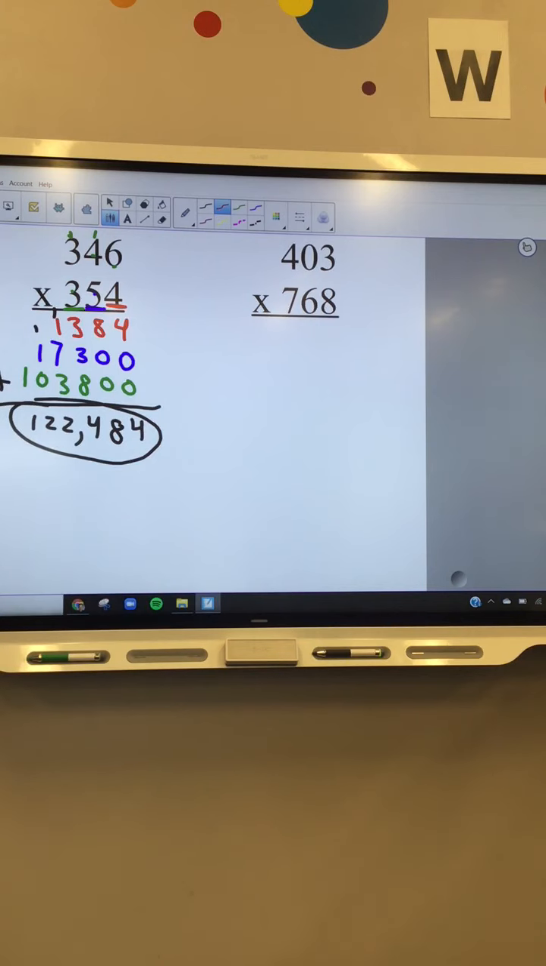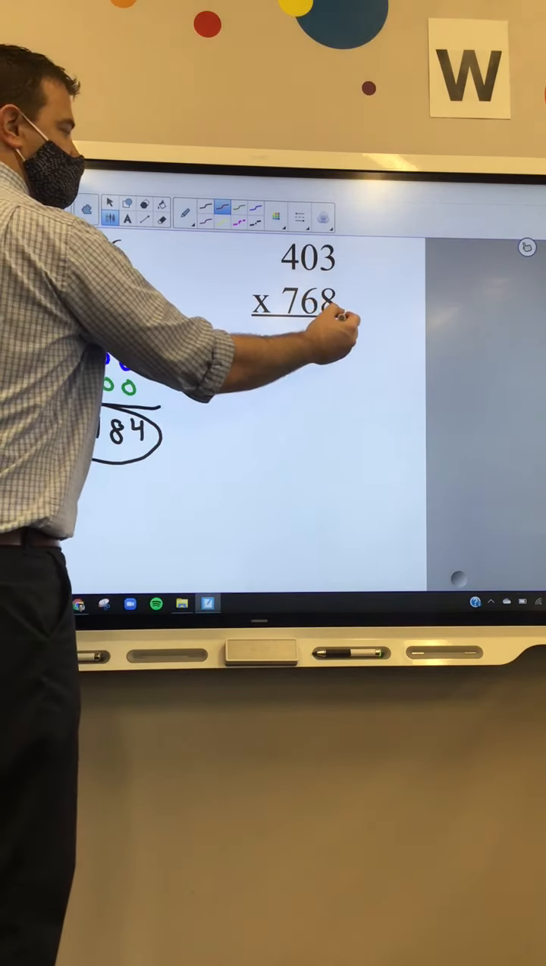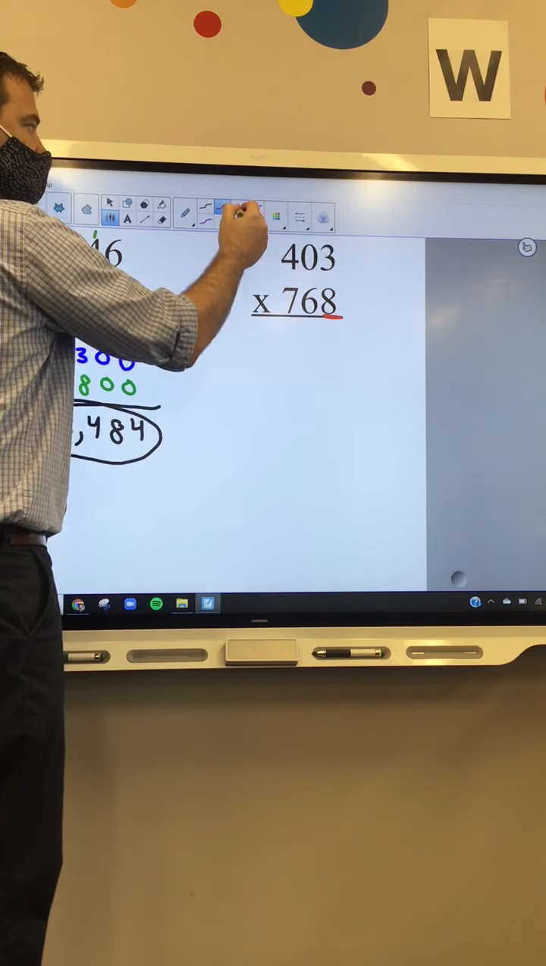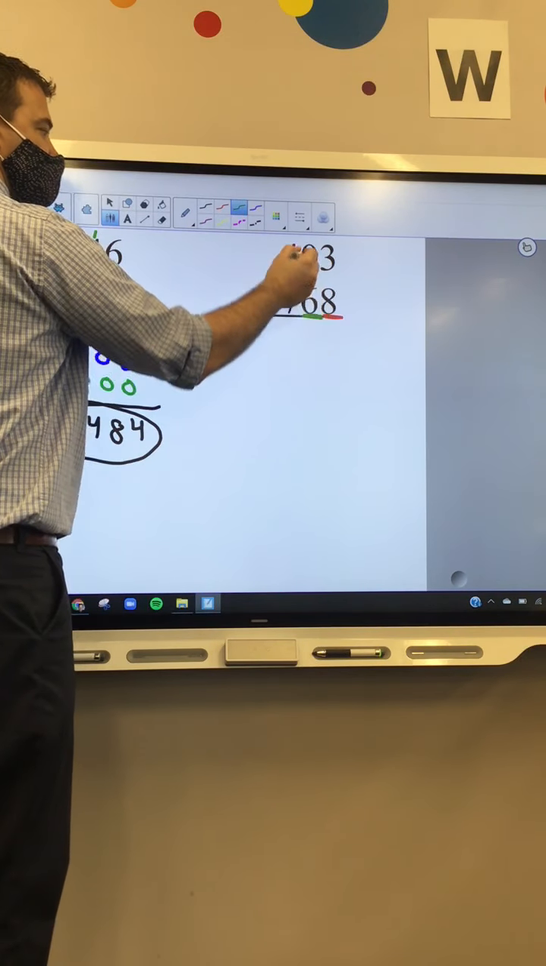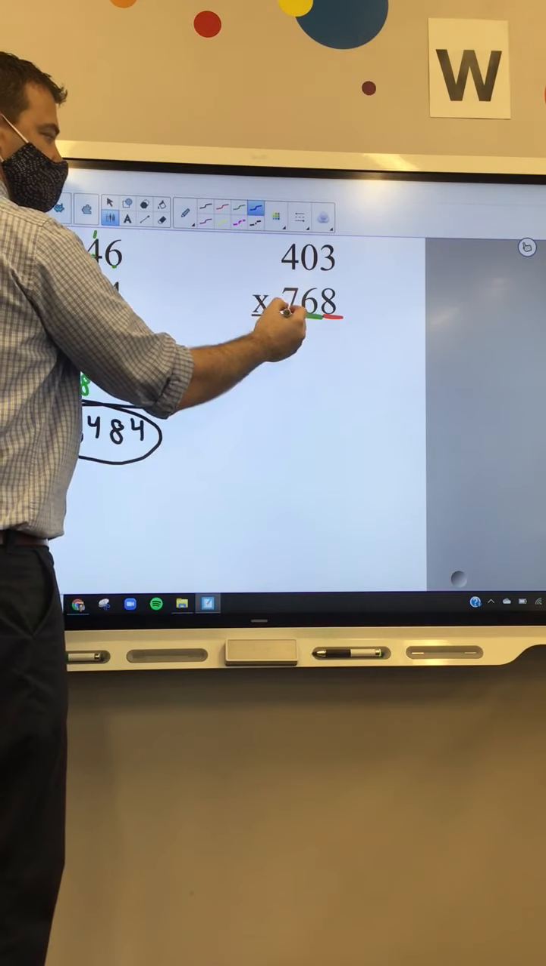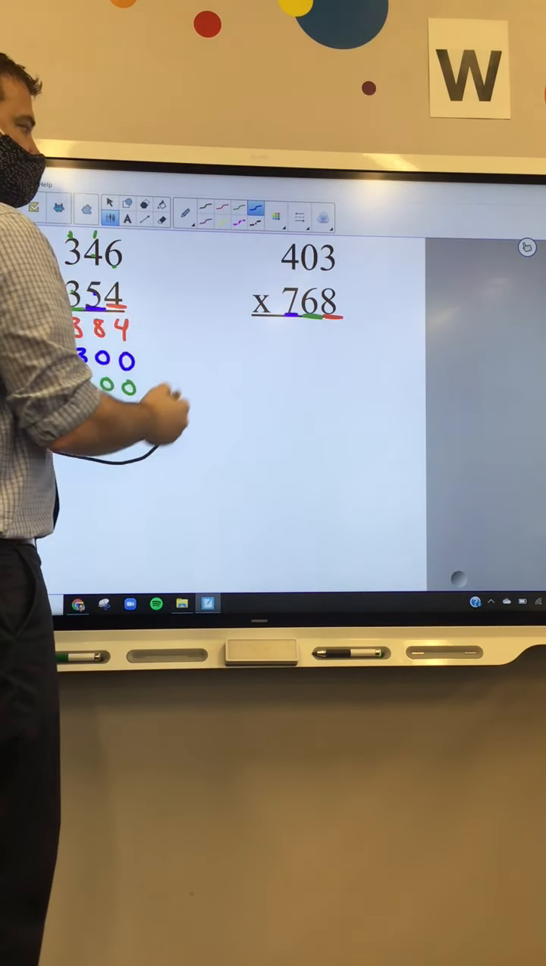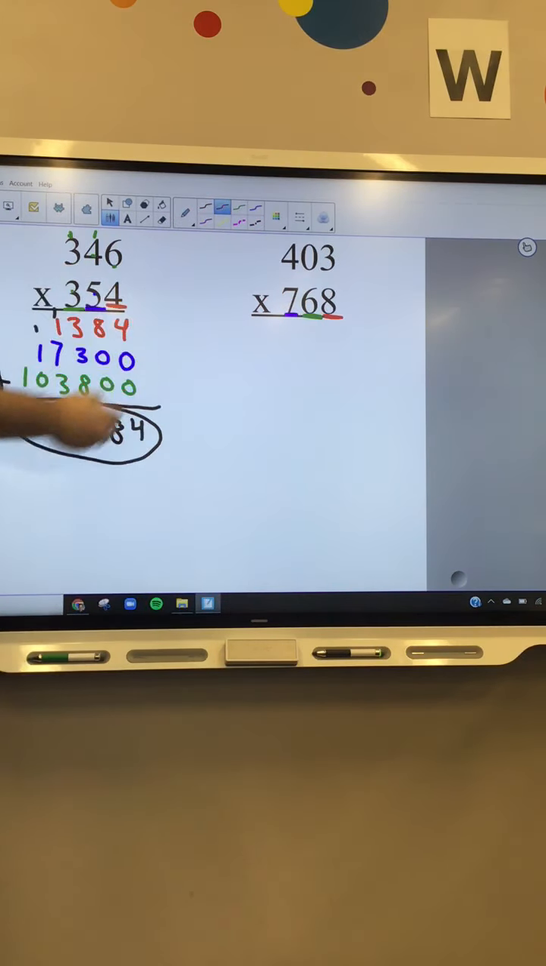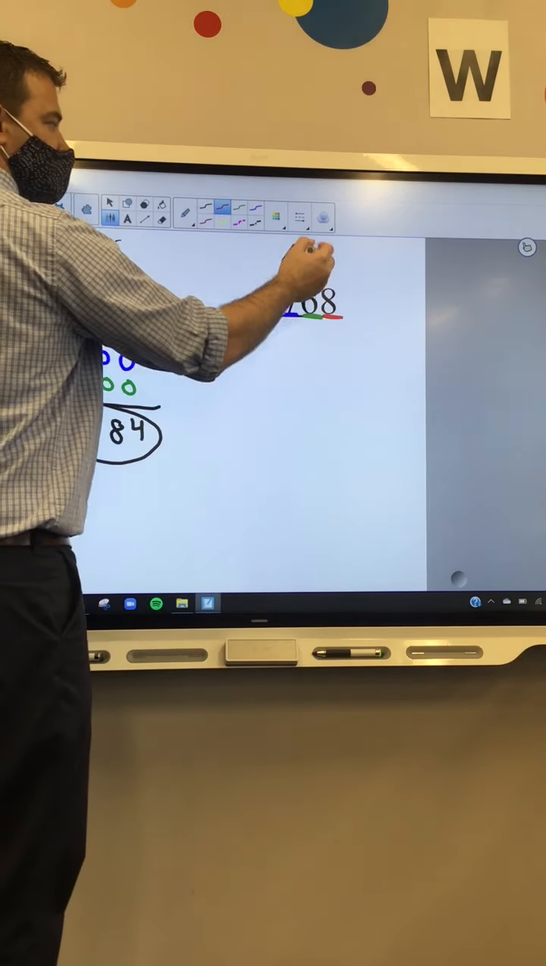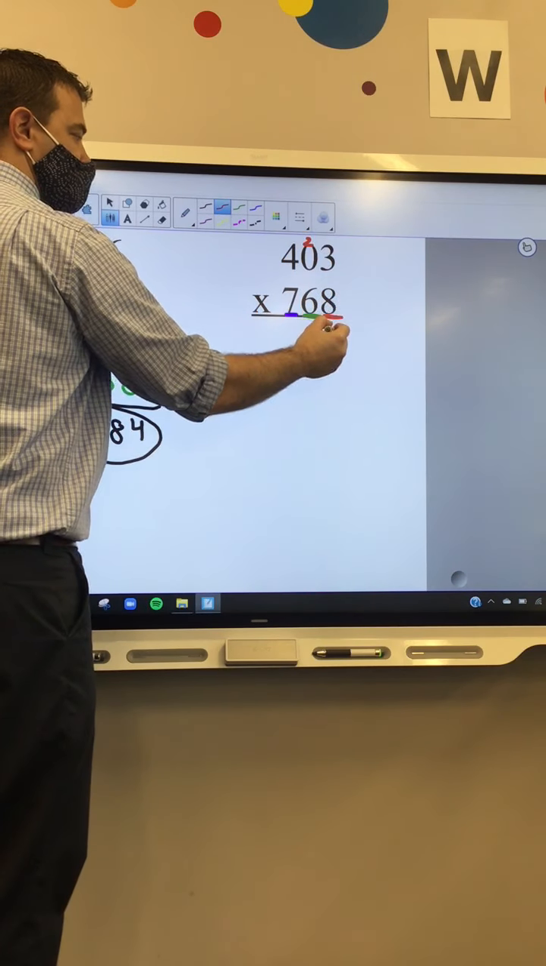I'm gonna try to do one with some right like this. Okay, so I'm going to start by having 8 groups of 403. Then I'm going to do 6 groups of 403. And then finally we're going to do 700 groups of 403. So let's start with the 8 groups. 8 times 3, 27. 24.